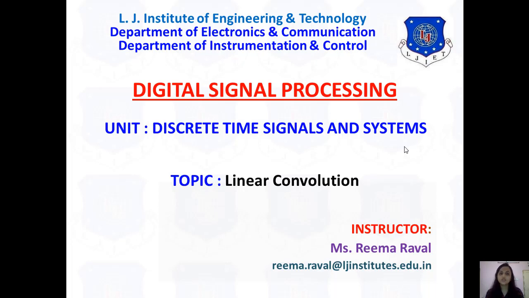In today's session, we are going to consider the topic linear convolution and its examples from unit number 2, that is discrete time signals and system. In the previous session we have seen the types or methods of linear convolution, its formula, and one example of the mathematical method. We are going to see another variant of that example for that method only, that is the mathematical method, in this session. So let's start.